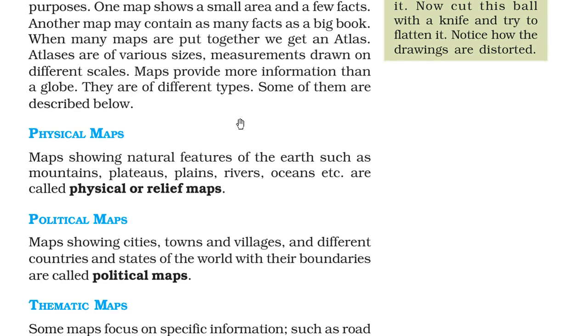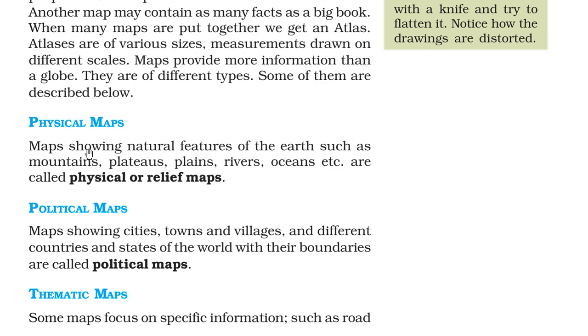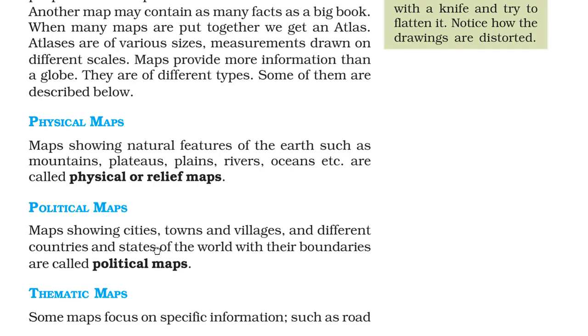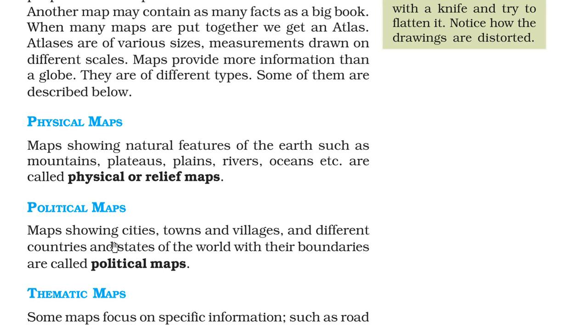So there are different types. Let us see some types of maps which we generally use. First are physical maps. The maps showing natural features of the earth, like the mountains, the plateaus, the plains, rivers, oceans. These are called physical or relief maps. Then political maps. Those maps which show cities, towns, villages and different countries and states of the world with their boundaries are known as political maps.